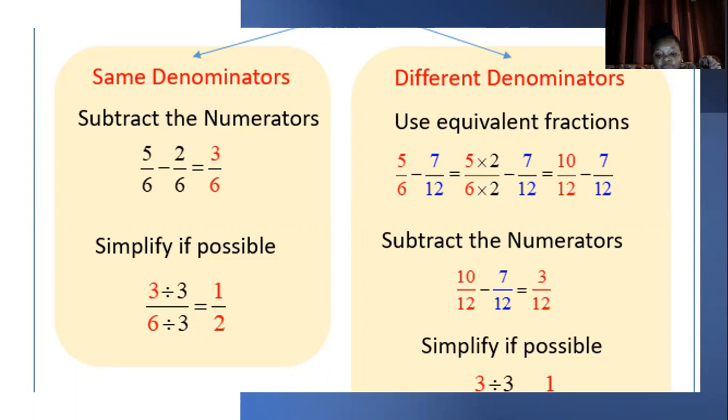However, as usual, we only subtract the numerators. And so 10 minus 7 is 3. And our denominator remains the same. So we have 3 over 12. Once again, this can be broken down. So 3 can go into itself once, and 3 can go into 12 4 times. Therefore, our final answer is 1/4, or 1 over 4.